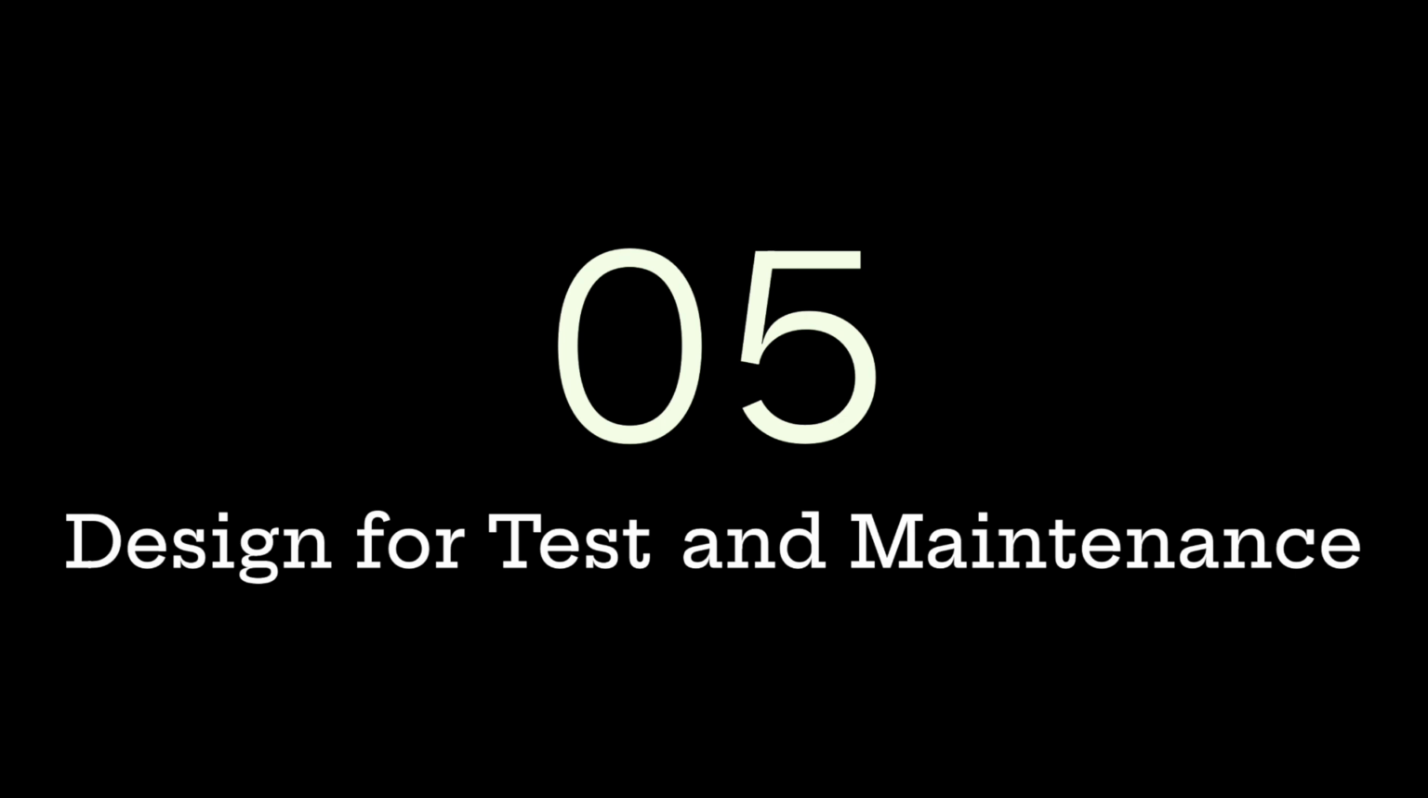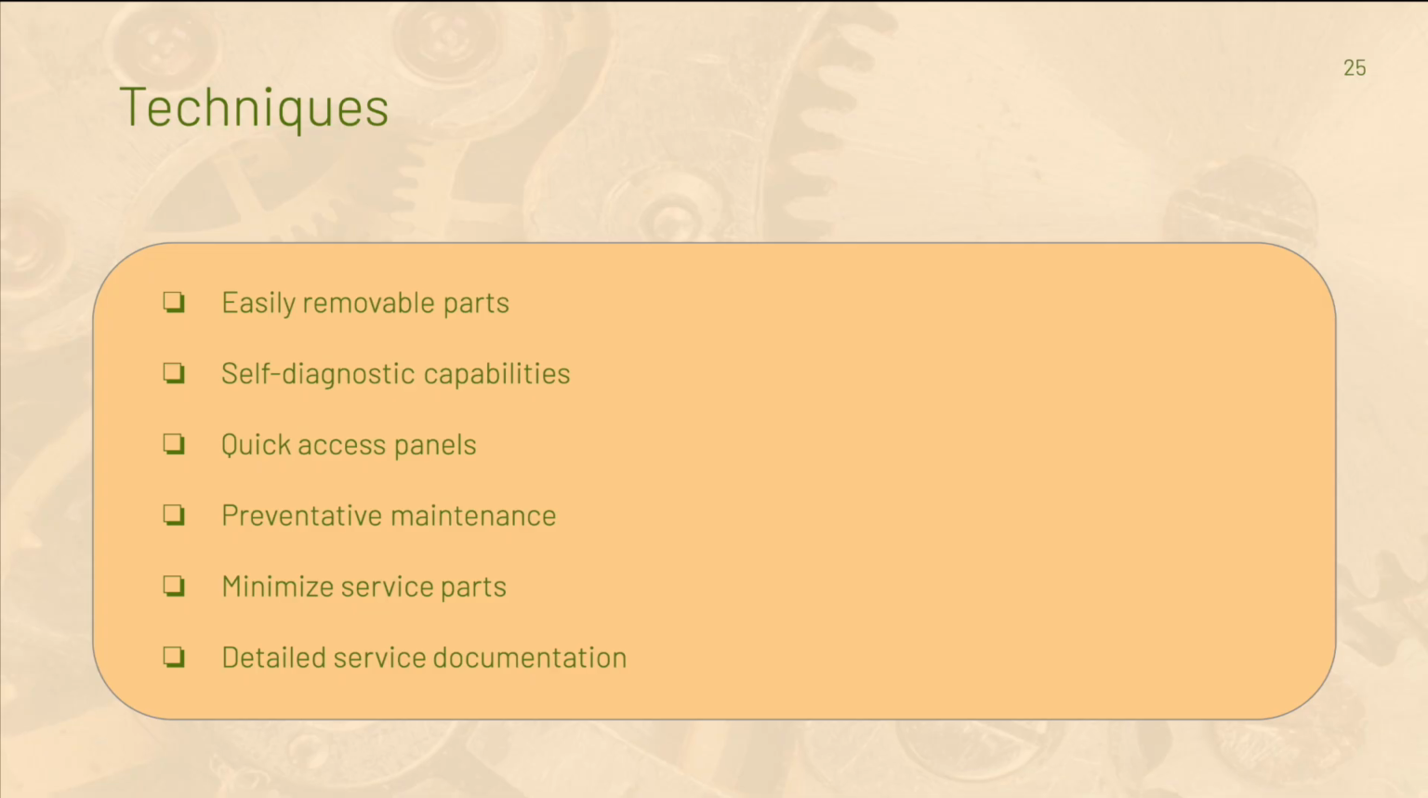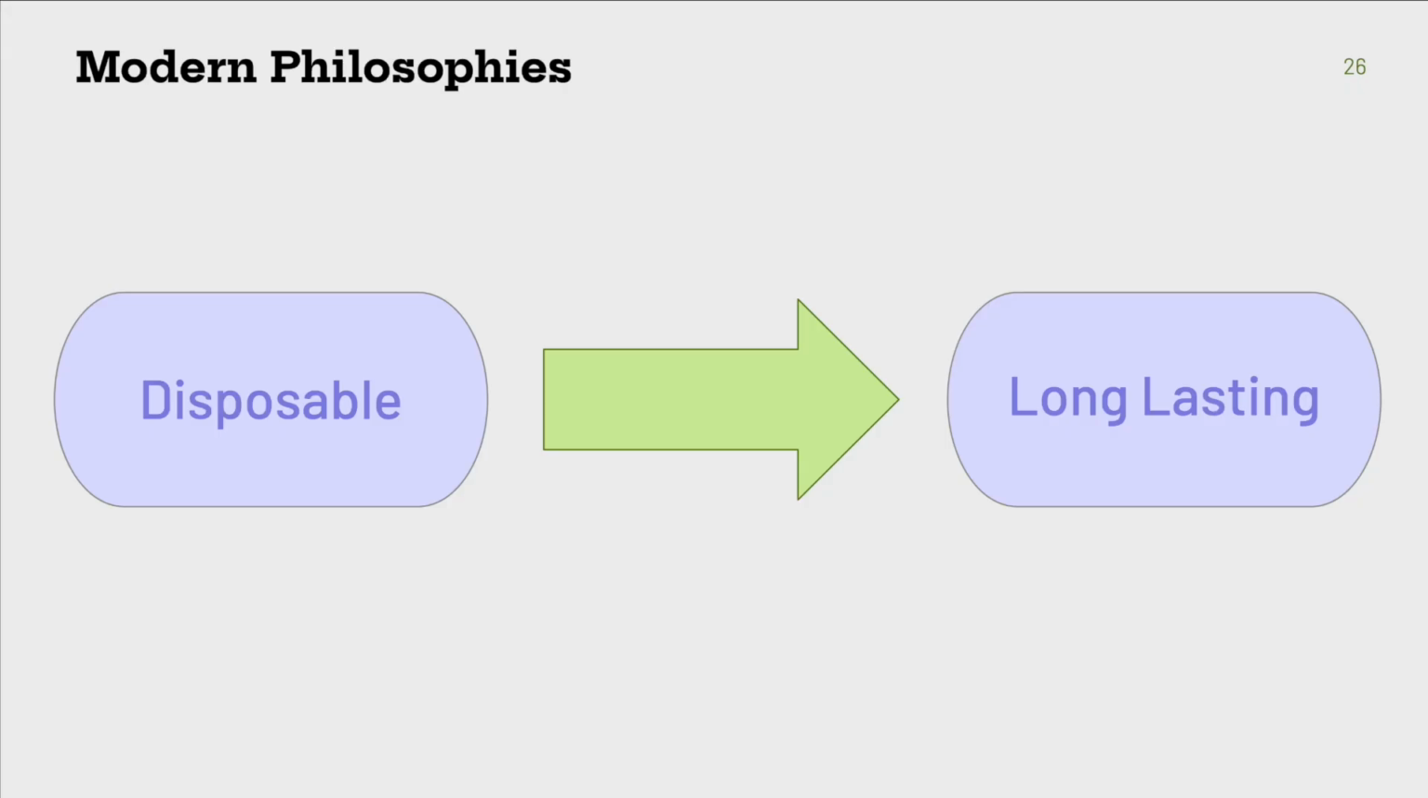The last topic is to design for test and maintenance. Different techniques for this include having easily removable parts, so it's easier to service them. Self-diagnostic capabilities, having sensors and things like that in the product to determine the failures on their own. Quick access panels, again, for ease of maintenance. Minimizing the number of parts that need to be serviced and maintained. And having detailed service documentation, making sure there's an organized framework in place for keeping track of maintenance.